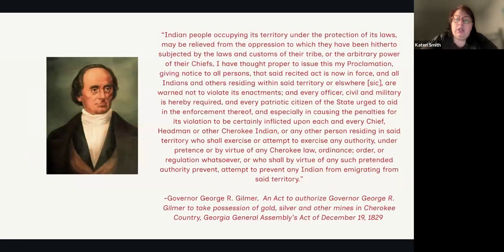Legally, an act was passed in the Georgia General Assembly in December of 1829, authorizing Governor George R. Gilmer to take possession of gold, silver, and other mines in Cherokee country. At first, it said that anyone helping the natives keep the prospectors off would have no authority, and that Cherokee law would not be abided by, and that they had to allow Cherokee people emigrating out of the territory. They wanted to make way for white settlement.